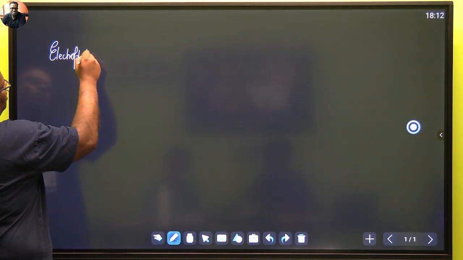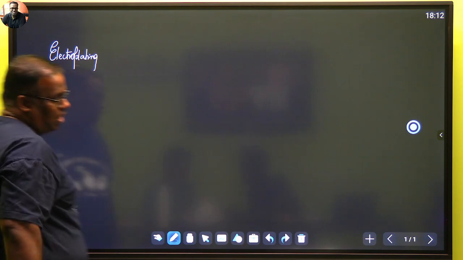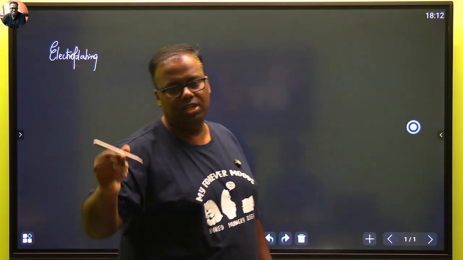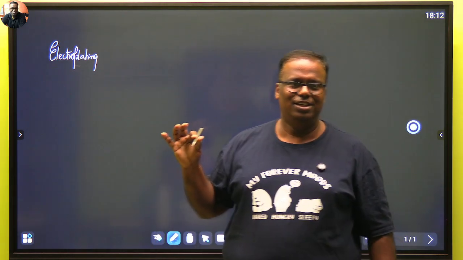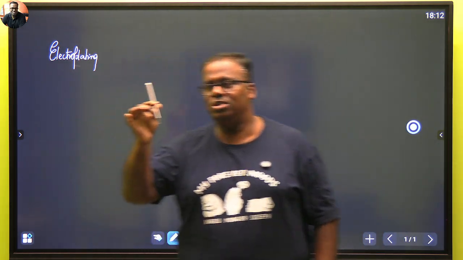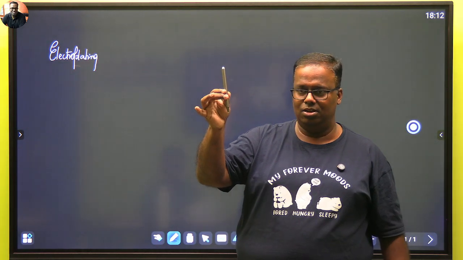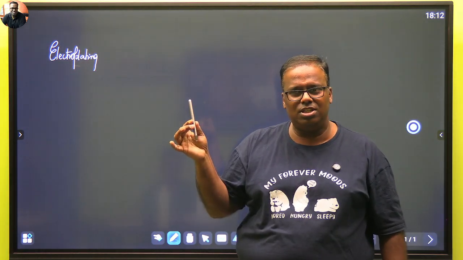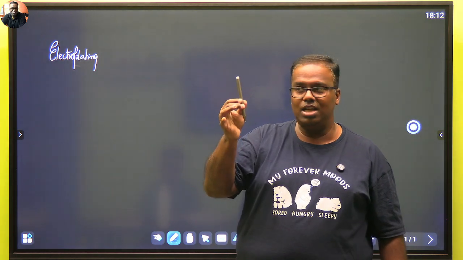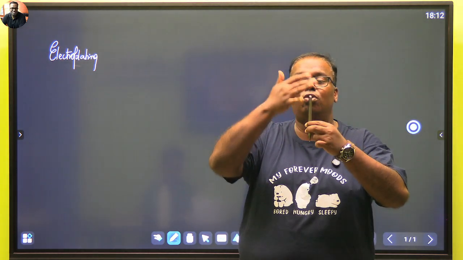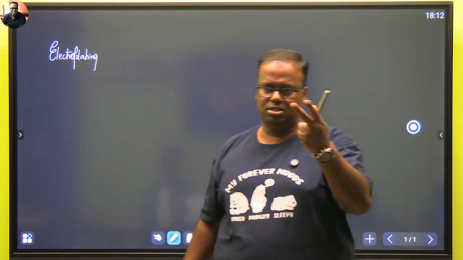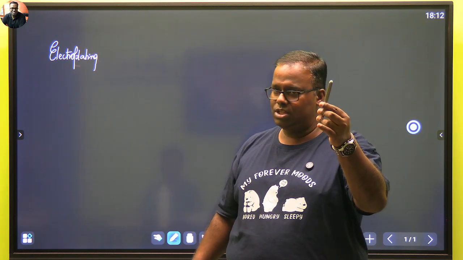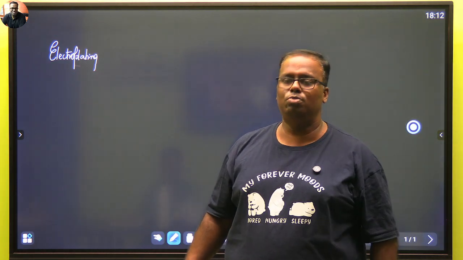Electroplating. Now what is electroplating? The process of depositing... anything that you have a doubt, you can tell me, I'll tell you. Any reaction doubt? Okay, electroplating: a process in which a desired metal layer is coated over another metal. It's called electroplating. Why do you do it? Two prime reasons: look, finish, and protection from corrosion.